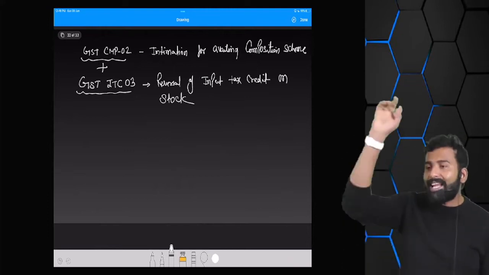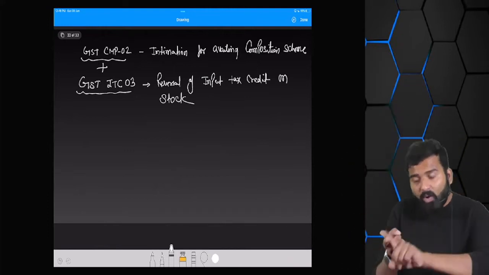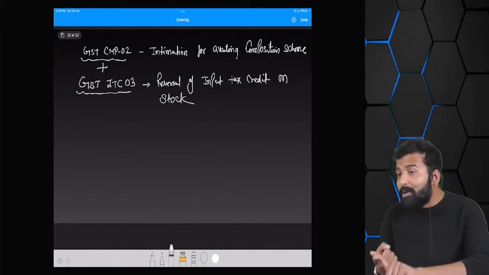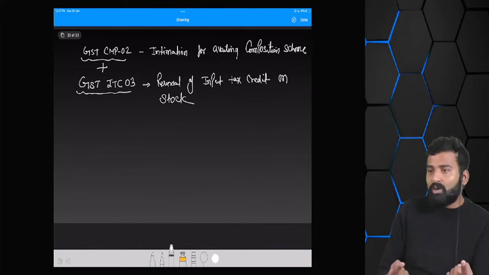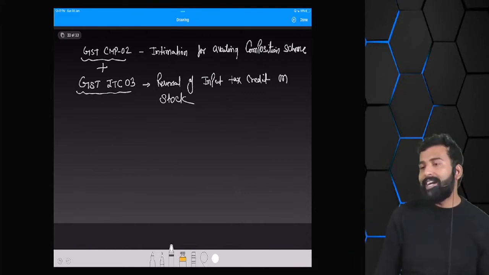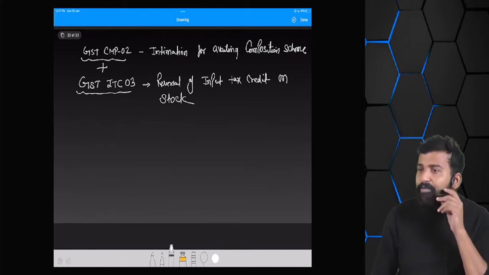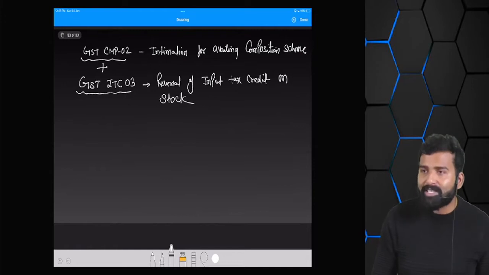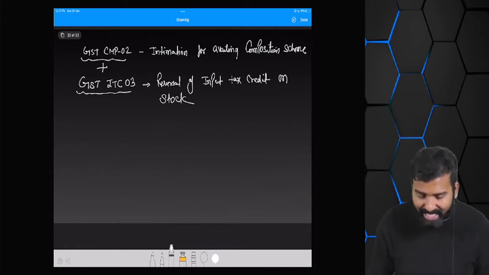You have to pay that credit again to the government, because now that stock will be sold after availing the composition scheme, so you will be paying only 1% on that stock. So you cannot avail input tax credit on that stock. So the government is saying, if you are switching over from regular to composition, you have to reverse the credit on the stock. You cannot claim credit on the stock.